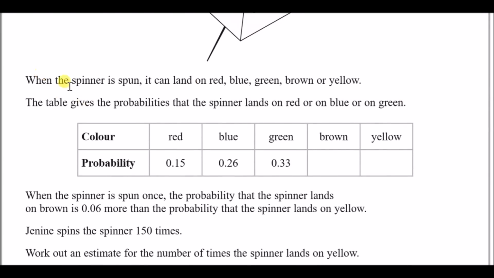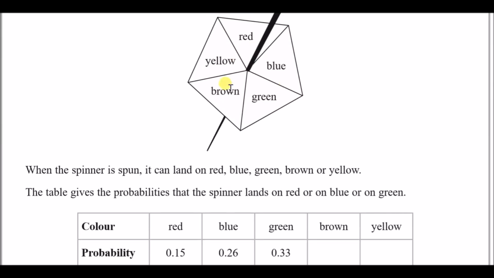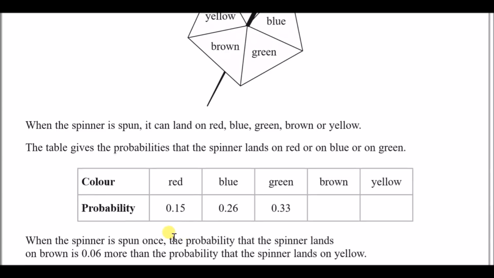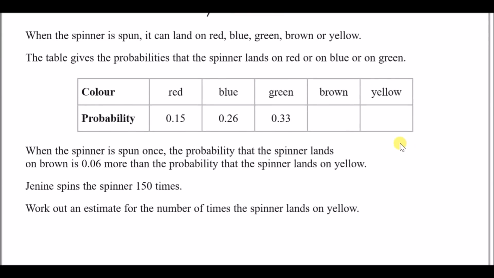It says here that when the spinner is spun, it could land on either red, blue, green, brown, or yellow. So any of the 5 colors. And the table here gives the probabilities that the spinner lands on one of these 3 colors. So we know them already. We just don't know what brown and yellow are, so we probably need to figure it out. Now, let's see what the info below says.